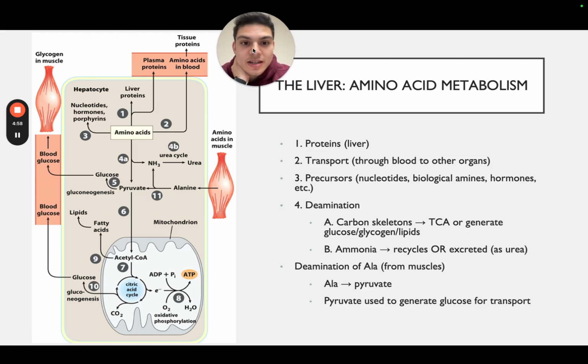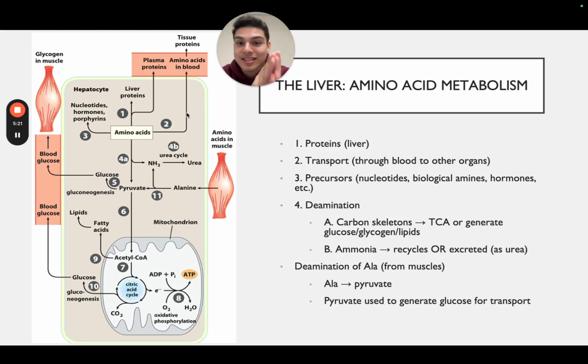So from the liver, now we're moving on to amino acid metabolism. So amino acids, we know that the first one is that they can be converted into proteins by building them up, putting them together, condensation reactions. That's in the liver. Number 2 is transport through the blood to other organs. So the amino acids could be converted into, for example, glutamate to glutamine. Then glutamine goes wherever.